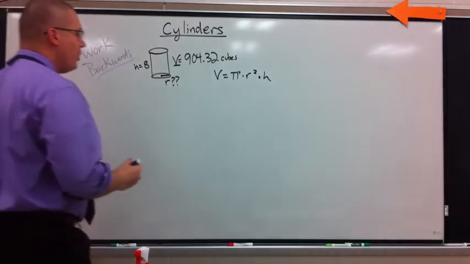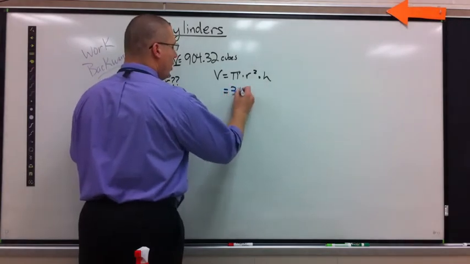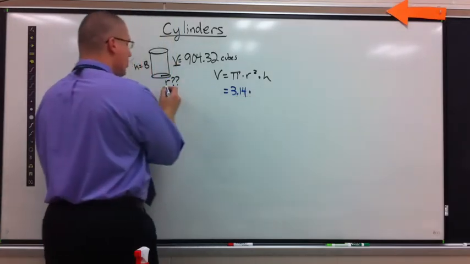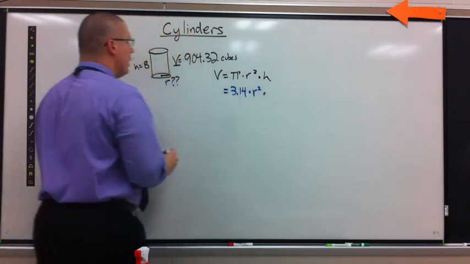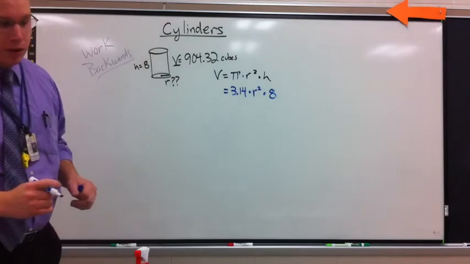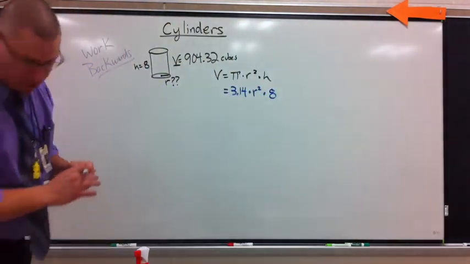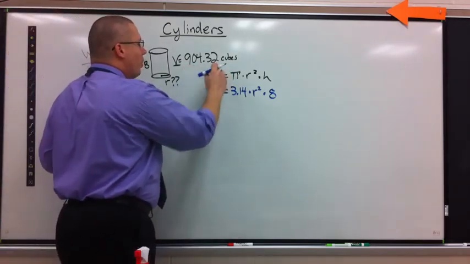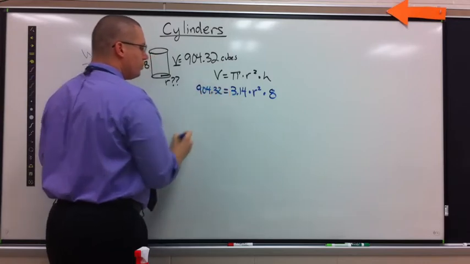I'm ready to substitute things in. If you want to put 3.14 in, you can. Times r. I do not know what r is. R to the second. Times h. H is 8. Make sure I'm doing everything the way I want to. Okay. I do know the volume, which is 904.32.